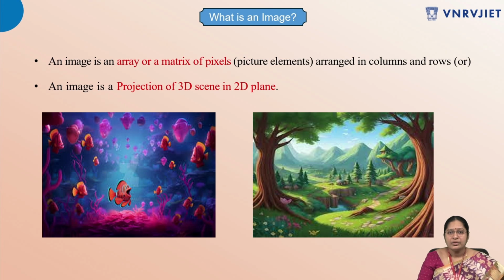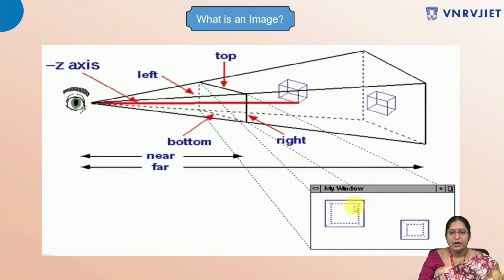Next, coming to the topic of image. What is an image? An image is an array or a matrix of pixels arranged in the form of columns and rows. We also say that an image is a projection of a 3D scene onto a 2D plane. Next, how do we capture a 3D scene into a 2D plane? Here we have an image sensor like an eye or a camera.